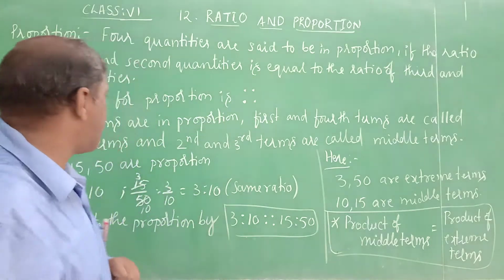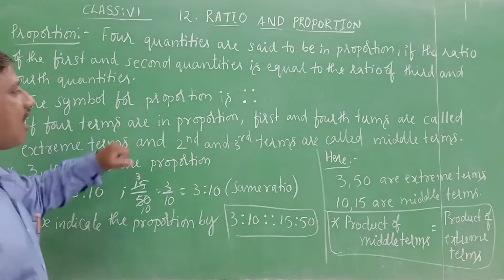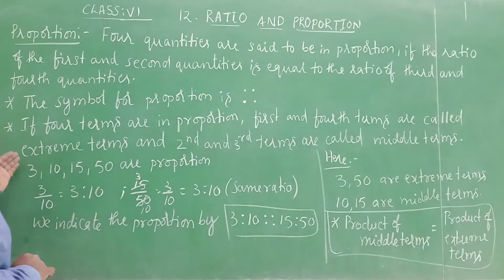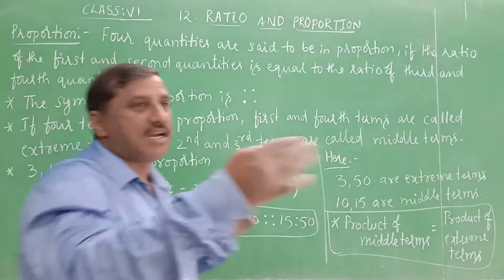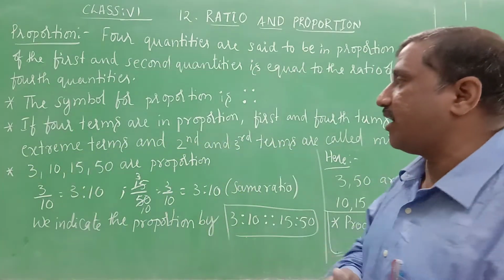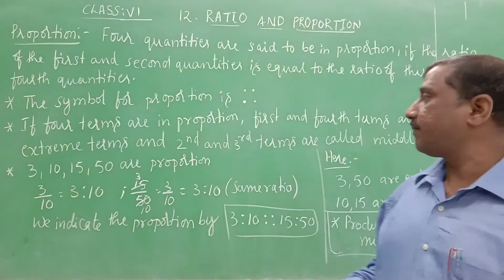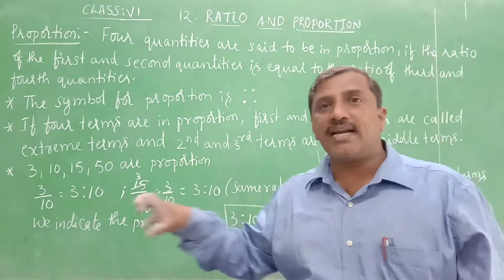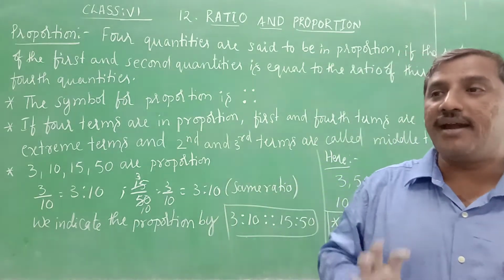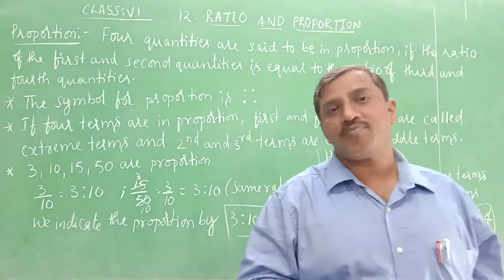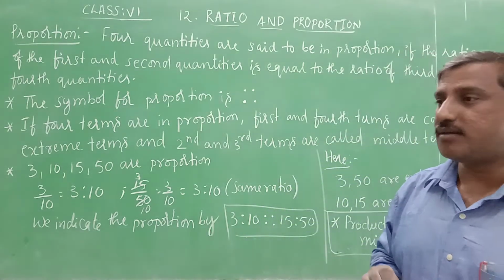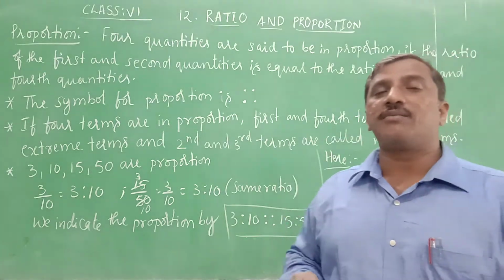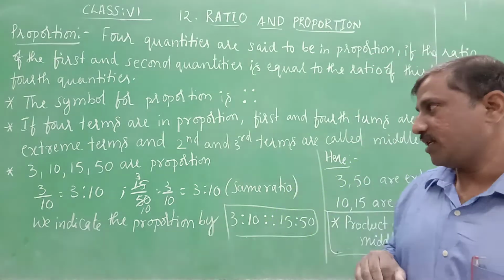If four terms are in proportion, first and fourth terms are called extreme terms. They are outside. First and fourth, extreme, external, outside. That's why they are called extreme terms. And second and third terms are called middle terms. They are present at the middle, and those terms are called middle terms or means. Second term, third term are called middle terms. First and fourth term are called extreme terms.